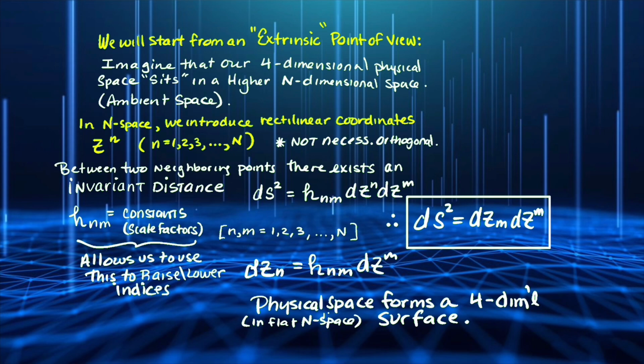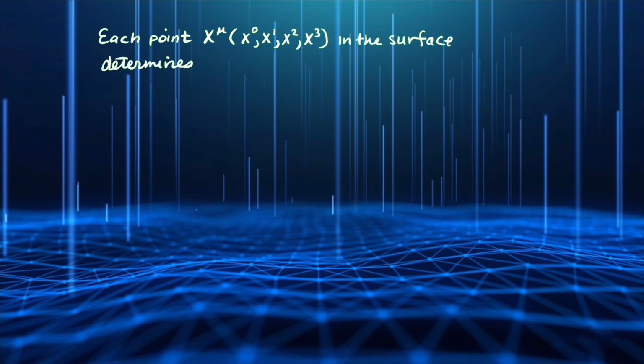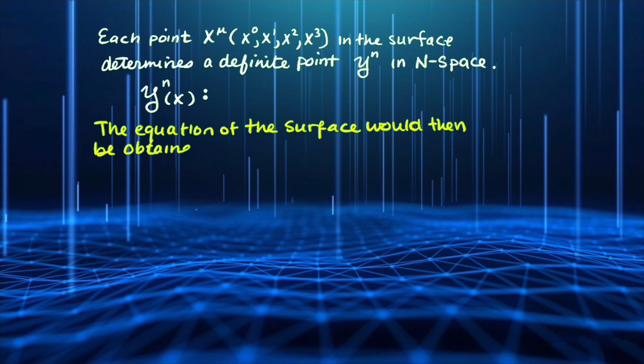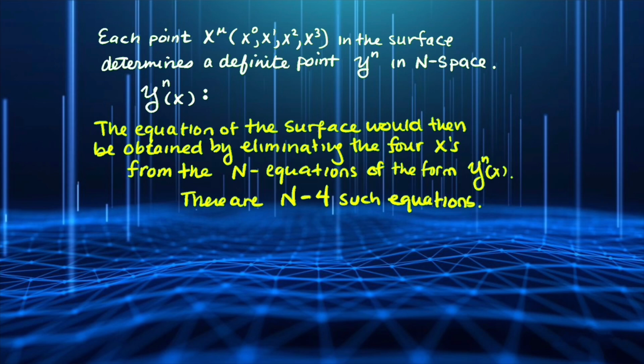So now we have constructed the idea that a four-dimensional surface can be constructed in this higher dimensional N space. And if we imagine each point x in the surface, it determines a definite point y in N space, call it y^n, which is a function of the x's. The equation for the surface would then be obtained by eliminating the four x's from the N equations of the form y^n. Therefore, there will be N minus 4 such equations.